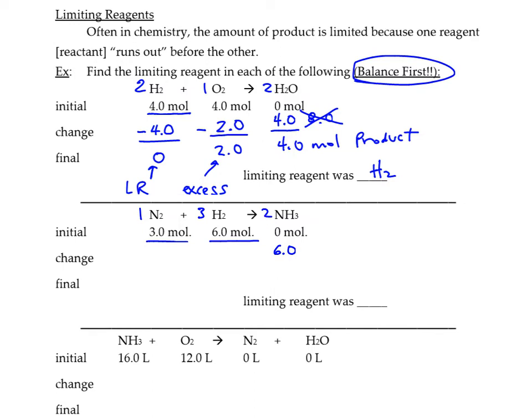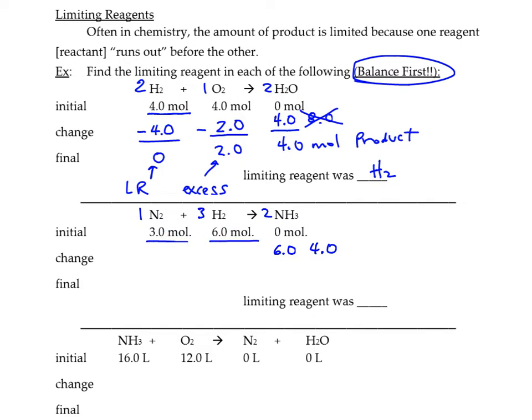So that tells me that if I run out of the nitrogen, 3 moles, I'm going to make 6 moles of ammonia. If I run out of the 6 moles of hydrogen, I can only make 4 moles of ammonia. So therefore, this is the smaller number. That means that the second number I wrote came from this. So therefore, this is the limiting and this is the excess.